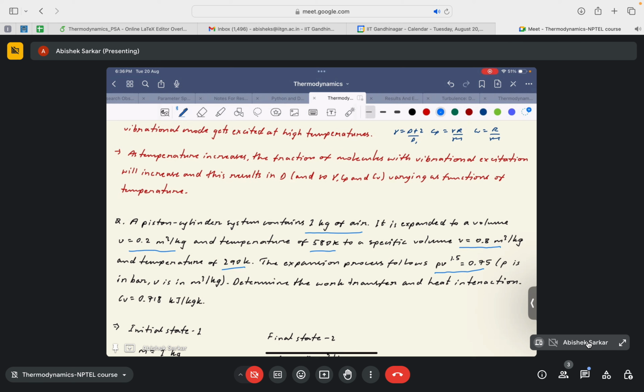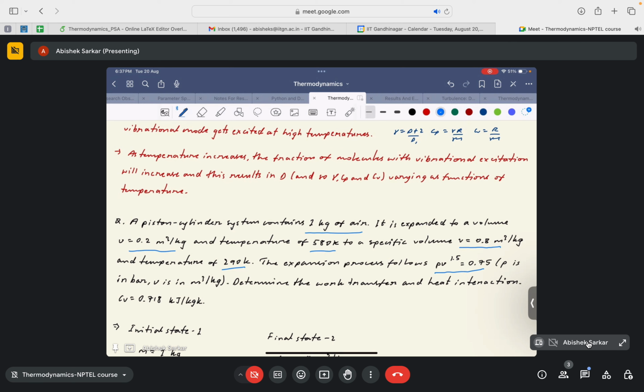But in this question you can clearly see that the change in the specific volumes are given as well as the temperatures, but the change in the pressure is not given at all, right? So we cannot find the pressure explicitly from these two given volumes. So we need to find a different way to find it. The clue here is the pressure volume relationship.